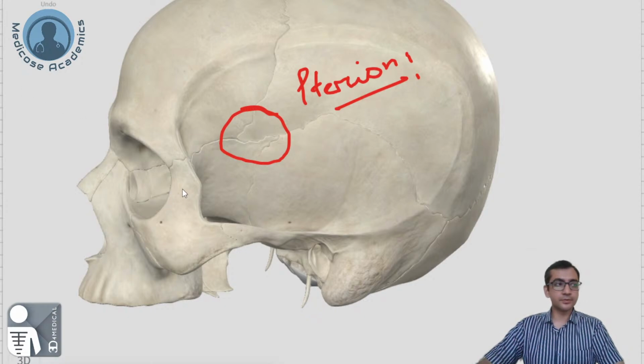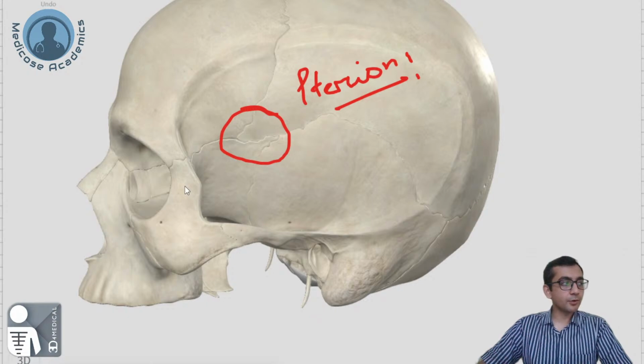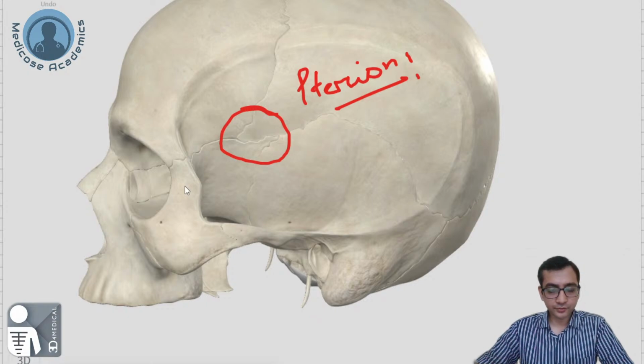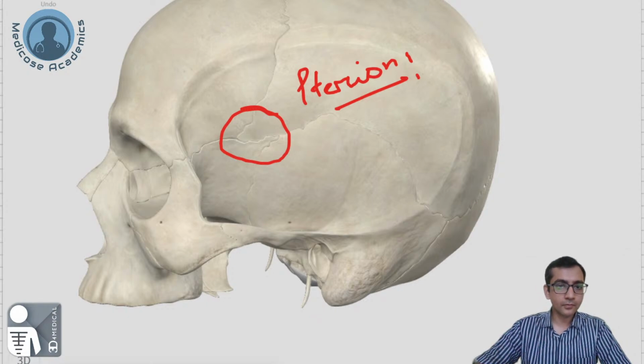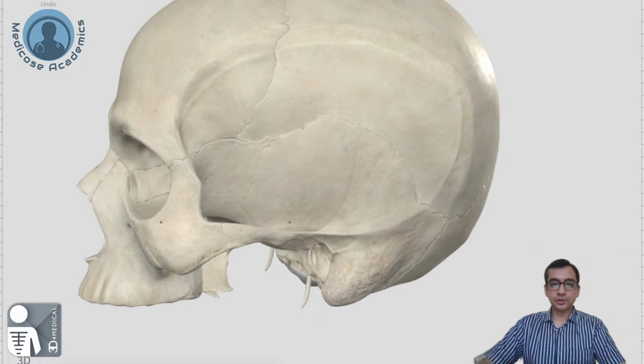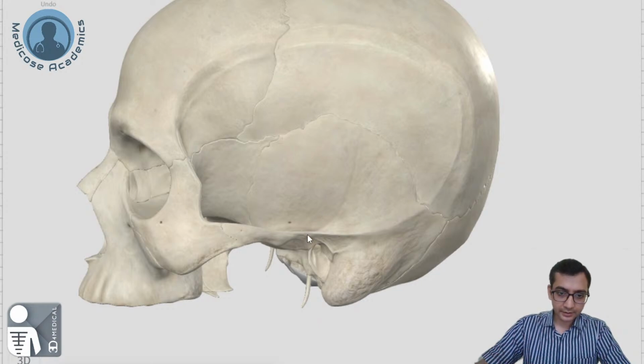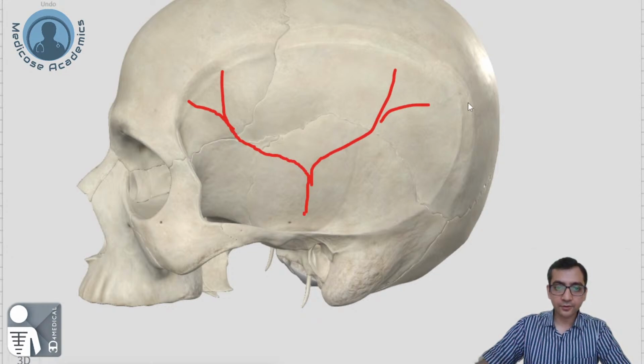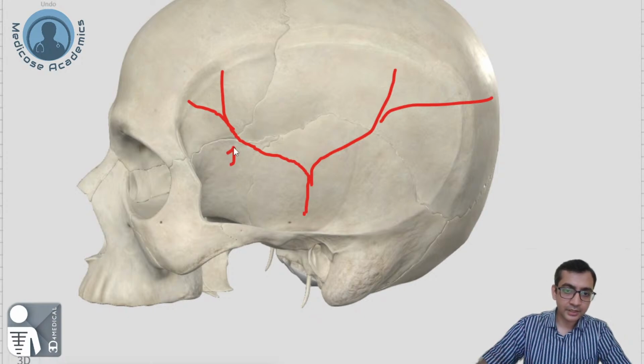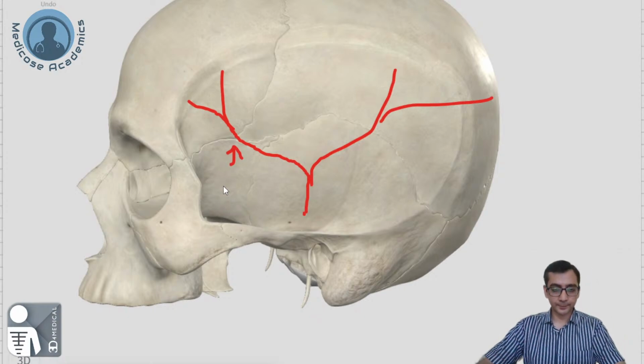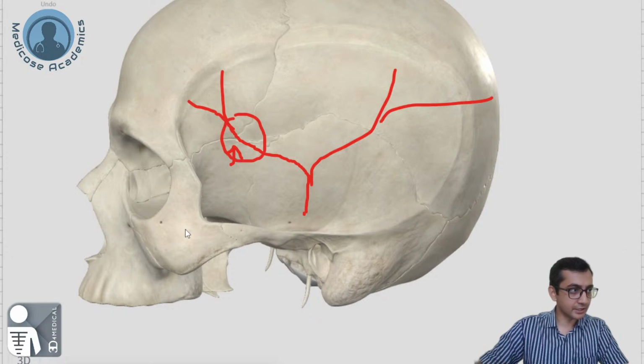Pterion is the point where two bones meet. You must remember from neuroanatomy the importance of this pterion. The anterior division of the middle meningeal artery is running right from here. The posterior division goes back from here. The anterior division passes from this point. This point is liable to breakage.